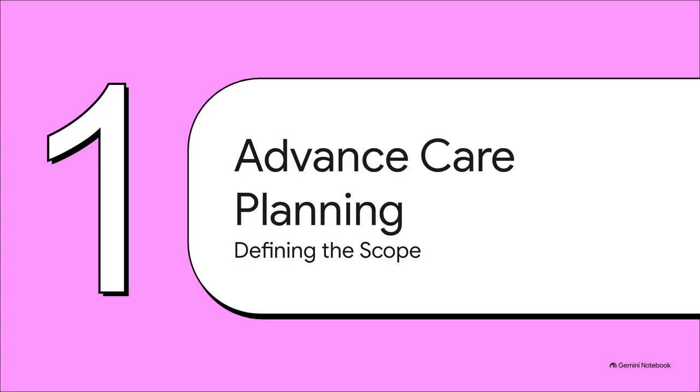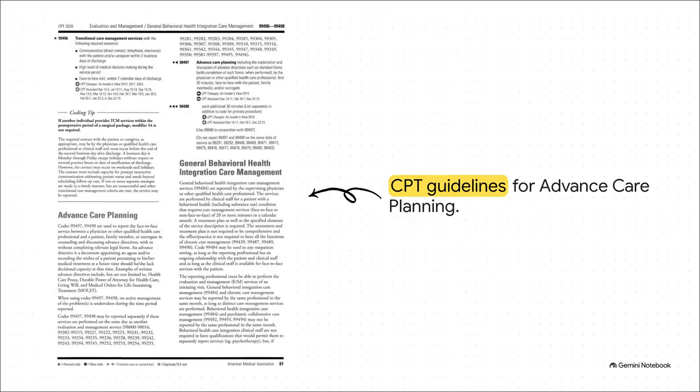All right, Section 1, Advanced Care Planning Basics, Defining the Scope. When you look at the explicit language in the CPT manual, Advanced Care Planning, or ACP, is absolutely not just a casual chat at the end of a visit. It represents dedicated, face-to-face time spent by a physician or a qualified healthcare professional with a patient, a family member, or a surrogate. We're talking about counseling and discussing advanced directives, things like living wills, healthcare proxies, durable powers of attorney, and those really important end-of-life care goals.